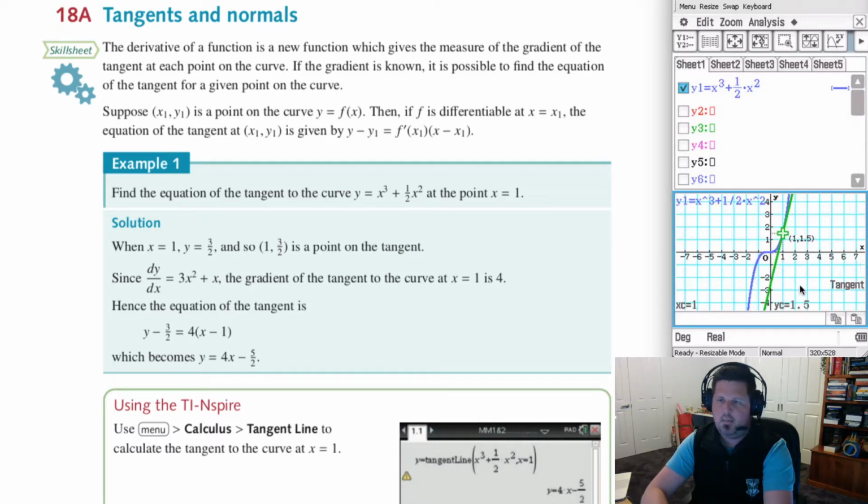Now, if you want to know what the equation is of this tangent, you have to press the execute button on your calculator, and it will then tell you the equation, which is 4x minus 2.5. 2.5 is the same as 5 over 2. So that's how you can do it graphically.